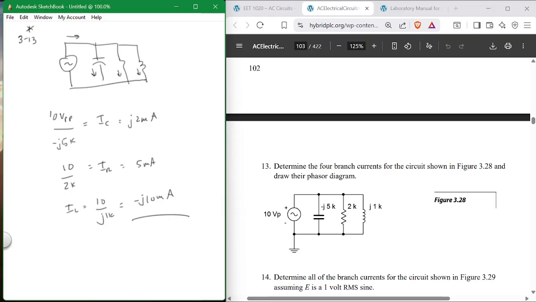Now, how do you add these together? You don't just add them as numbers, do you? You add them as polar numbers. So what you do, this current right here is I total, this is I total is equal to the sum of the 3. But how do you do that?